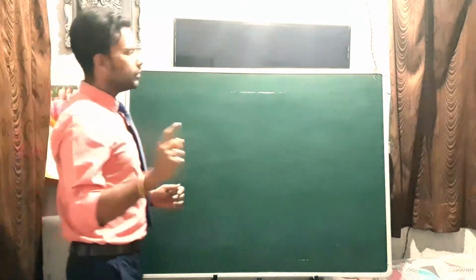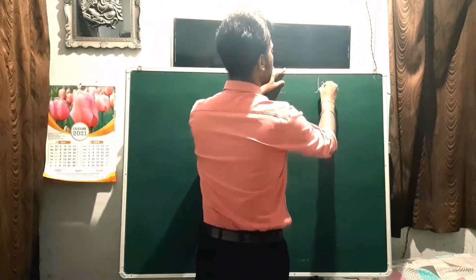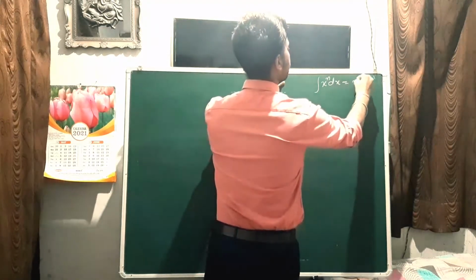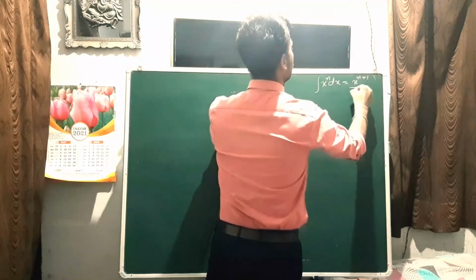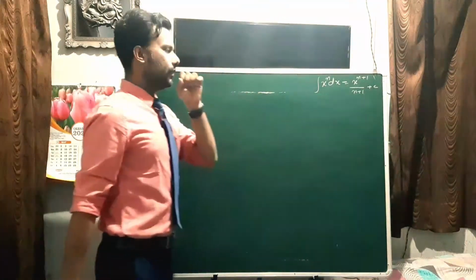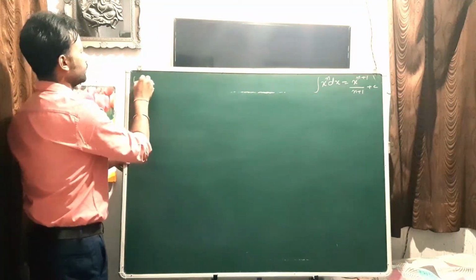Before we do the examples, if you remember, the formula that we are going to use is integration of x to the power n dx is x to the power n plus 1 upon n plus 1 plus c, right? So this formula we are going to use. Let's take example number 1.